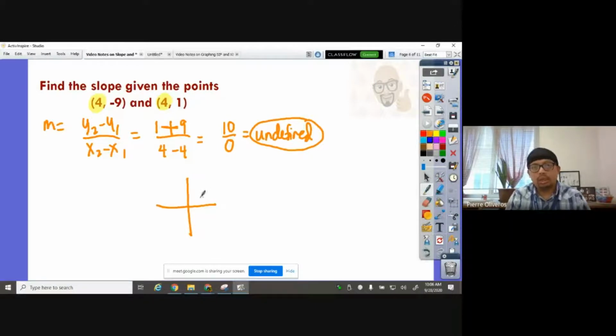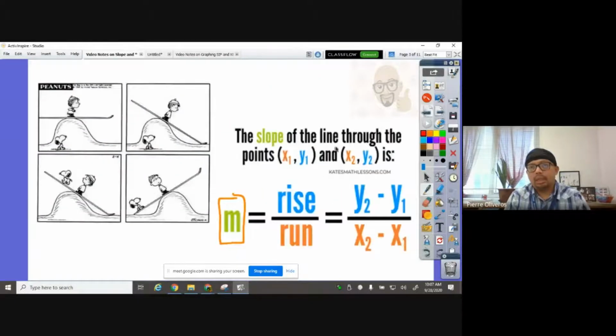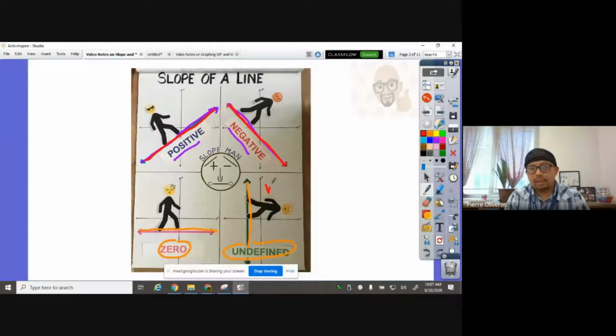When we graph (4, -9) and (4, 1), 1, 2, 3, 4, -9 is somewhere here in the bottom portion. That's the (4, -9). (4, 1) is also the 4, and this is the 1. That's a (4, 1) there. If we connect those two blue points, what kind of graph do we have here? It's a vertical line. And if you remember what we did a while ago, this is a vertical line, it will give us a slope undefined.